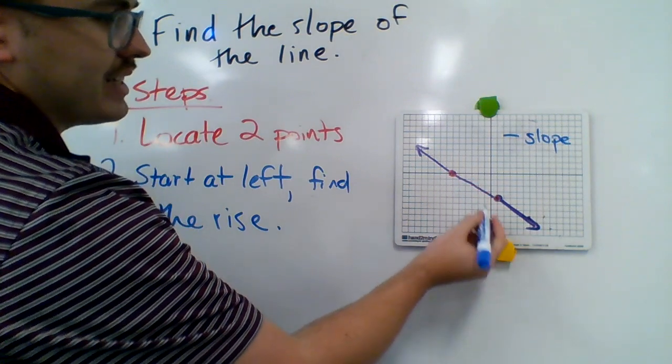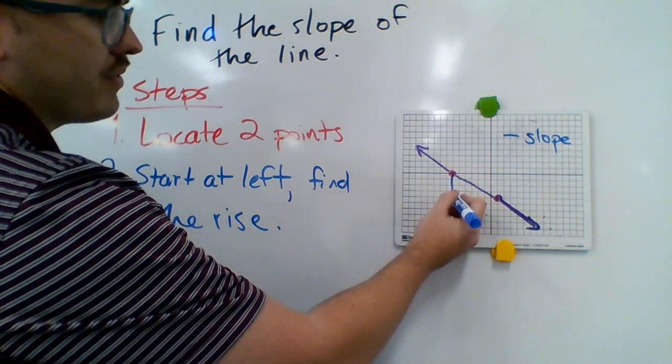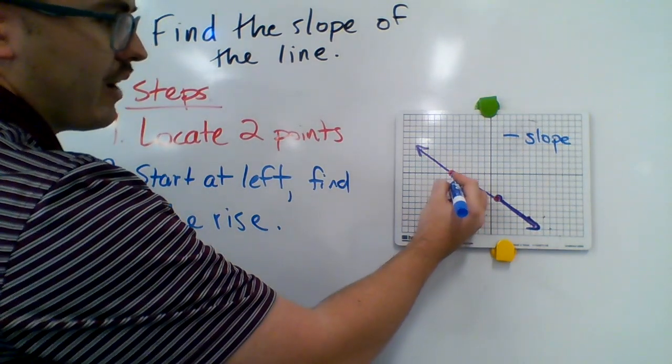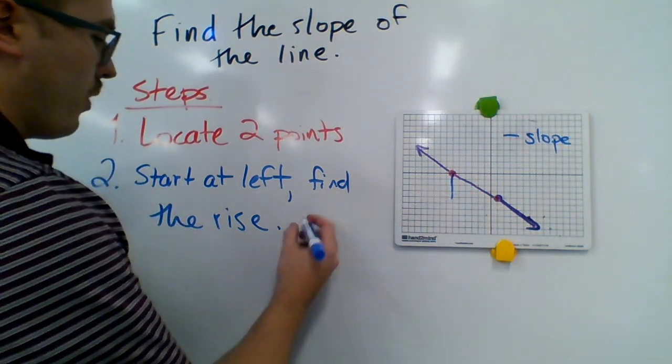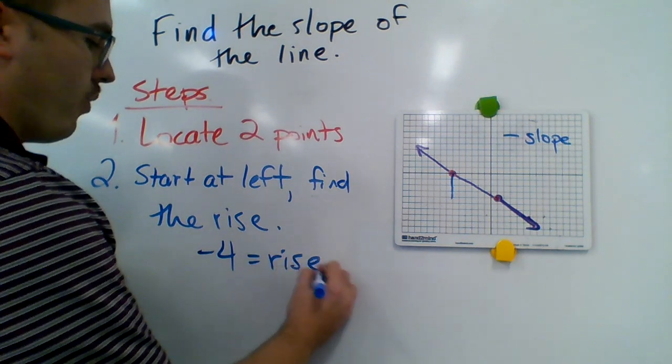So if I start at this left point, to get level with the right point, I actually have to go down, and I have to go down 1, 2, 3, 4. So in this one, my rise is negative 4.